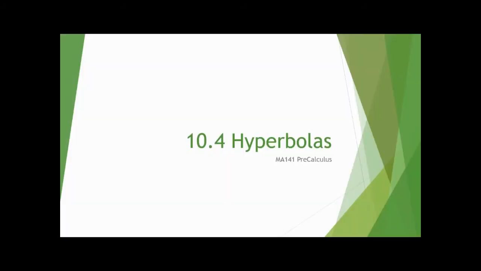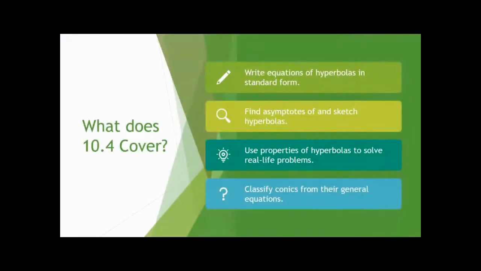I want to focus on the types of problems that you'd be doing on the assignment. So 10.4 covers writing equations of hyperbolas in standard form, finding asymptotes of and sketching hyperbolas. So the asymptotes, I'm going to give you the equations for them, but I'm not going to go over an example because it's not needed for the assignment.